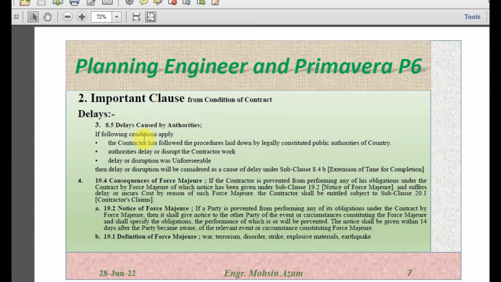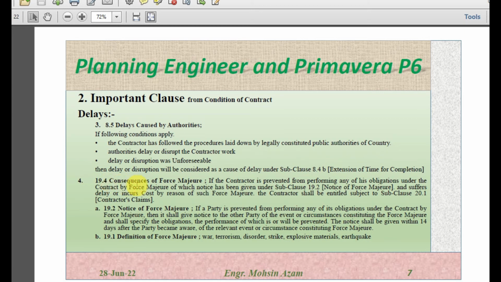If the following conditions apply: the contractor has followed the procedure laid down by the legally constituted public authorities of the country, and the authorities delay and disrupt the contractor's work, and the delay and disruption was unforeseeable. If the authorities of the country delay or interrupt the work of the contractor and this delay was unforeseeable, then the delay and disruption will be considered a cause of delay. Under 8.4, he will be entitled to an extension of time.